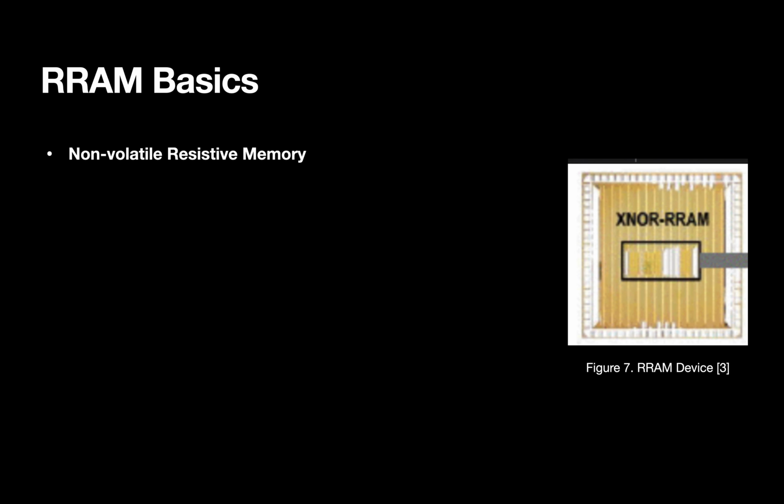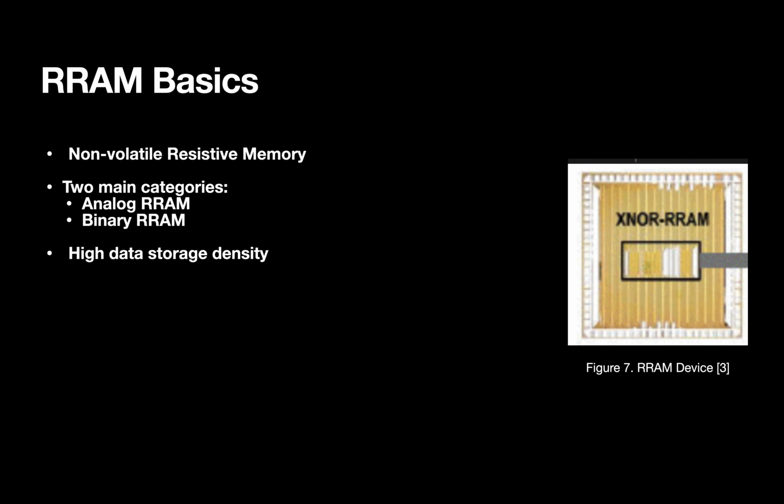RRAM, which stands for resistive random access memory, is a non-volatile resistive memory. A resistive memory generally represents a two-terminal device whose resistance value can be programmed by applying an external voltage or current. RRAM can be categorized into two main categories: analog RRAM and binary RRAM. RRAM technology advances for its high data storage density, as well as its compatibility with CMOS technology. RRAM devices enable logic in memory to perform stateful logic operations.